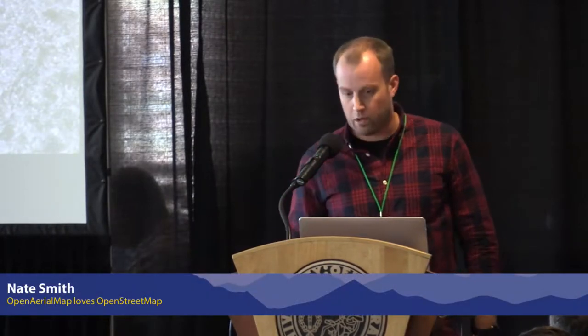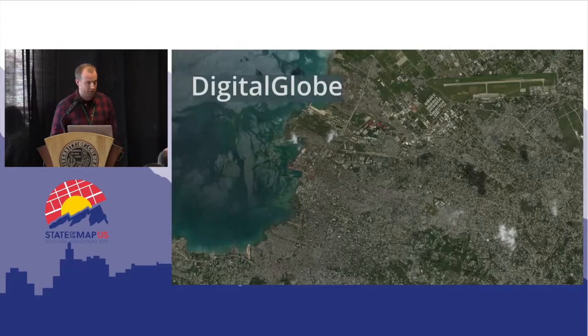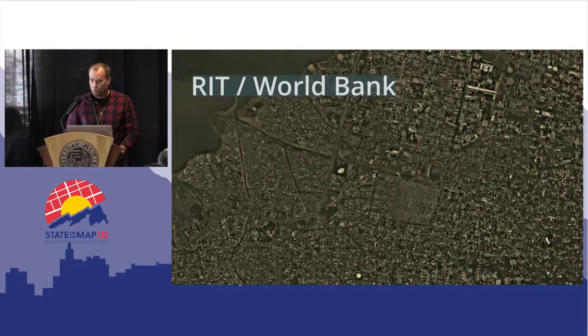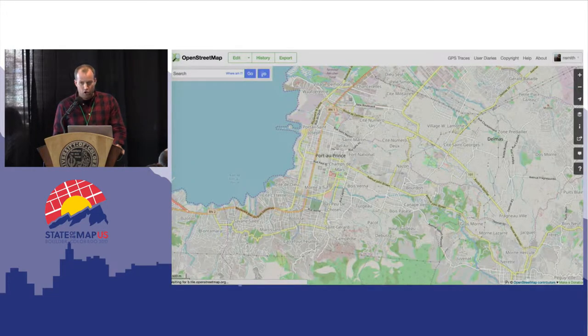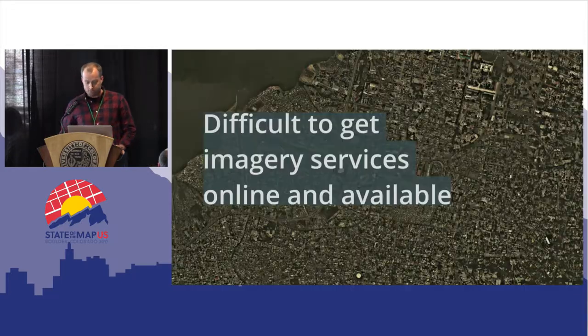And we all know 7 years ago, there was a large earthquake in Haiti where open imagery really helped drive tracing and all the tracing work that happened in that area in OpenStreetMap. So we had things like Digital Globe providing some pre-disaster imagery. We had World Bank, the Rochester Institute of Technology, flying a small aircraft doing LiDAR and RGB, and that allowed thousands of volunteers to assemble the map immediately after the earthquake.